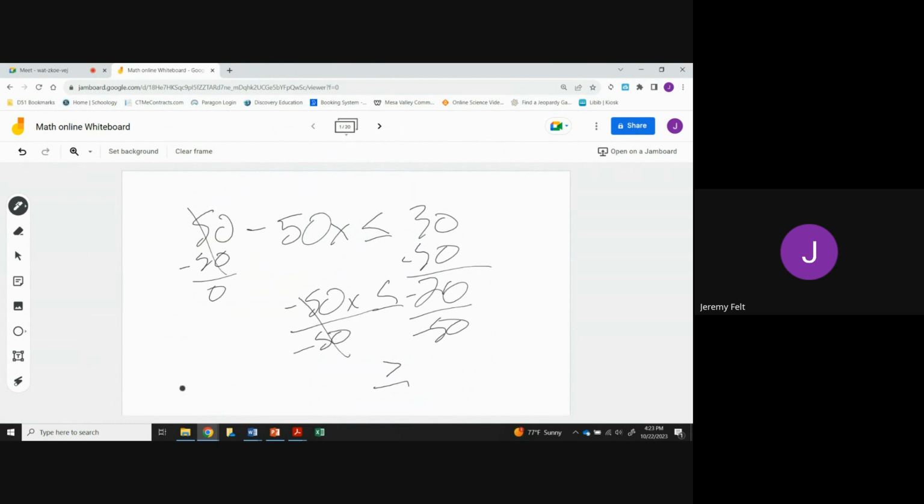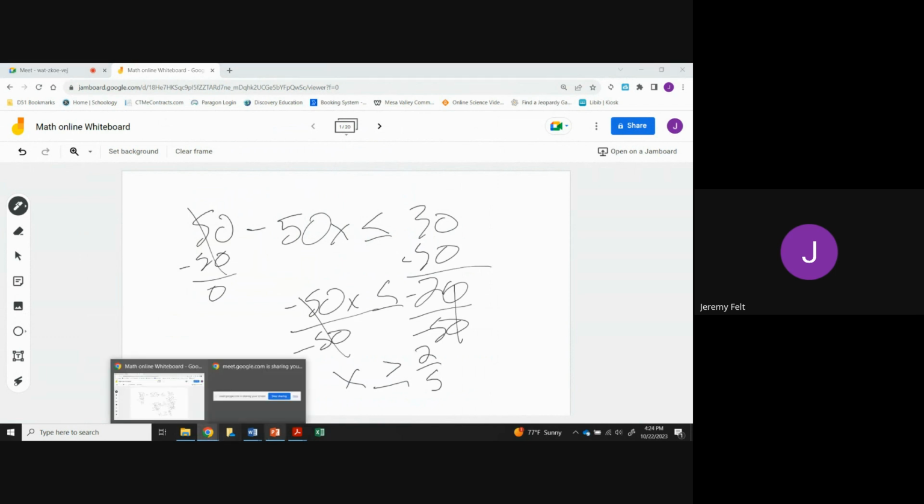-50 divided by -50 is just 1, so 1x, that's good. We want to know what x is, not -x. And then this 10 goes into it, and -2 over 5 is both of those positive, so x is greater than or equal to 2/5, which, let me look back at the original problem.